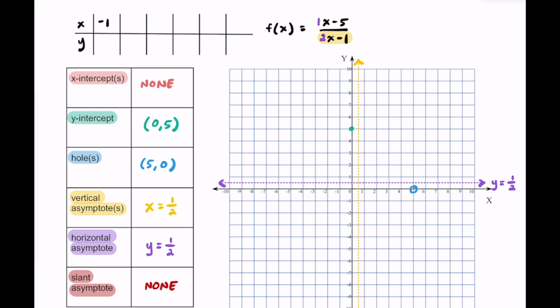All right. So if we go ahead and take this -1 and plug it into x here, so we're going to plug that in right over here. So 1 times -1 is just -1, minus this 5, that's going to be -6 on top. And then if we take that -1, plug it in here, 2 times -1 is -2. -2 take away 1 is -3. So we have -6 over -3. And that's going to equal +2 here for the y value, okay?